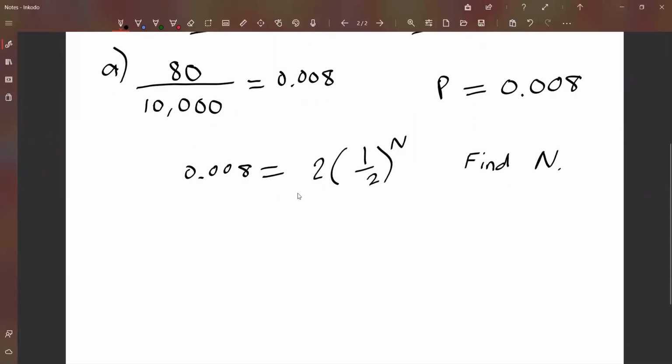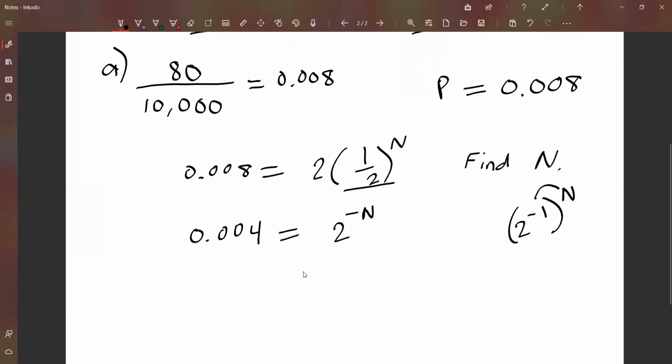Well, I suppose we could divide both sides by 2. That would give us 0.004 equals 1/2 to the n. Isn't 1/2 the same as 2 to the negative 1? So I can write this as 2 to the negative n, because 2 to the negative 1 is raised to the nth power. Remember the rule: when you've already raised a number to an exponent, and then you raise that whole thing to another exponent, you multiply the exponents together. Some of you are rolling your eyes that I'm even telling you this, but I know that many of your classmates could use this review.